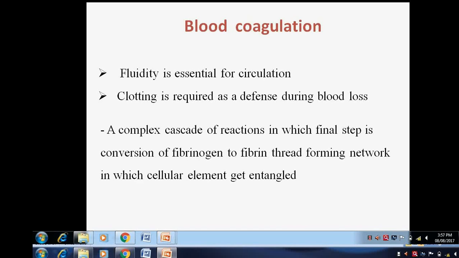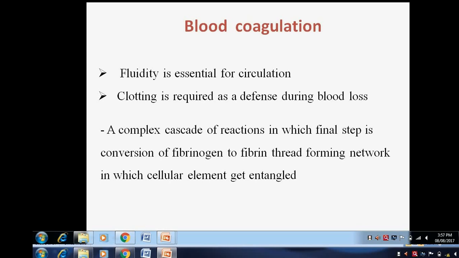Blood coagulation. The fluidity is essential for circulation, while clotting is required as a defense during blood loss. Blood coagulation is a complex cascade of reactions in which the final step is the conversion of fibrinogen to fibrin thread, forming a network in which cellular elements get entangled.